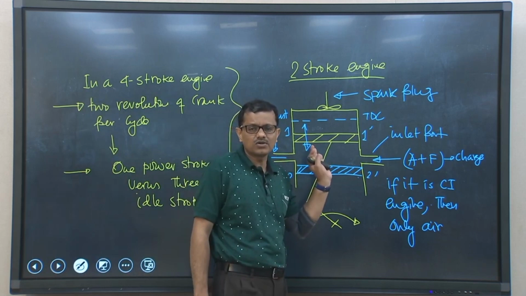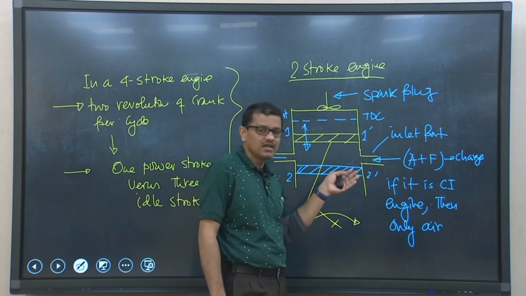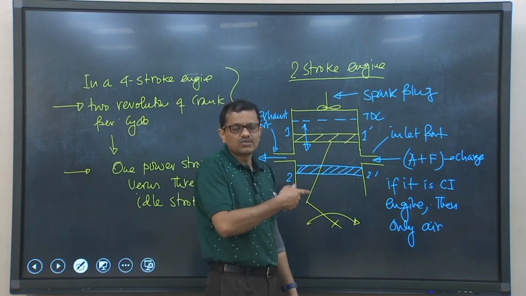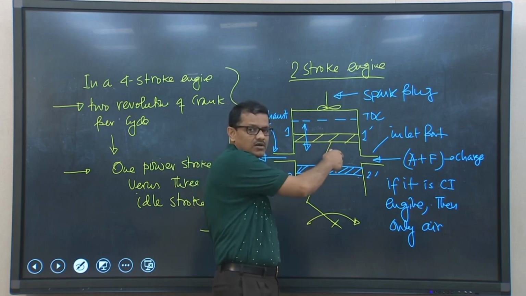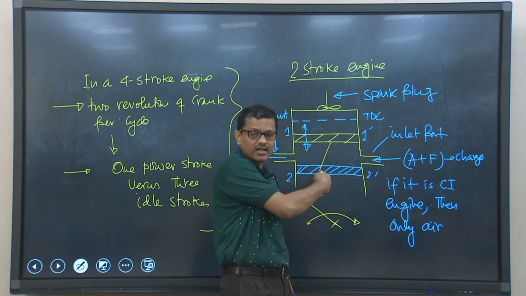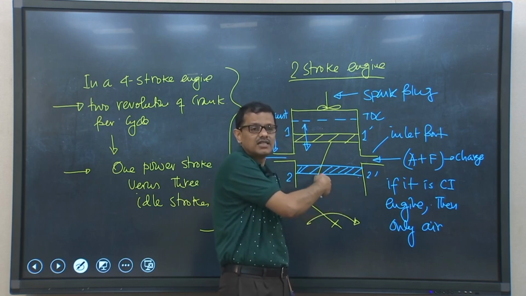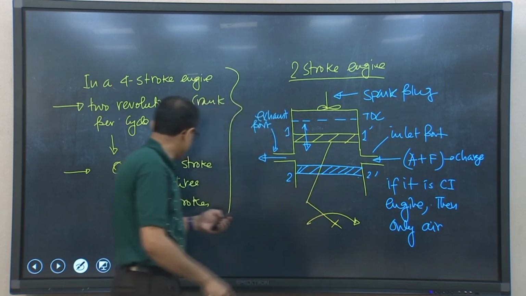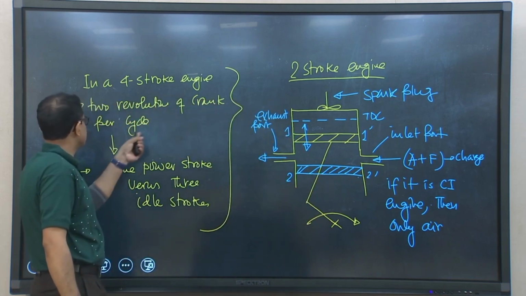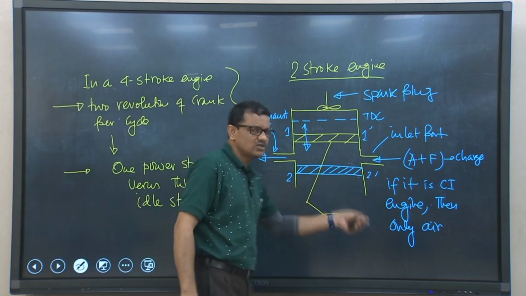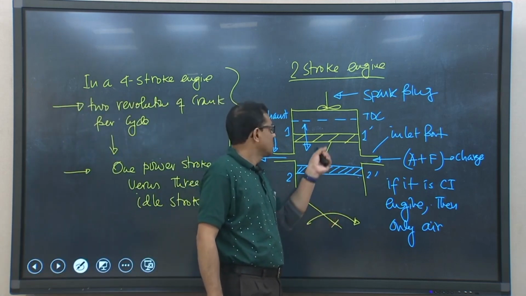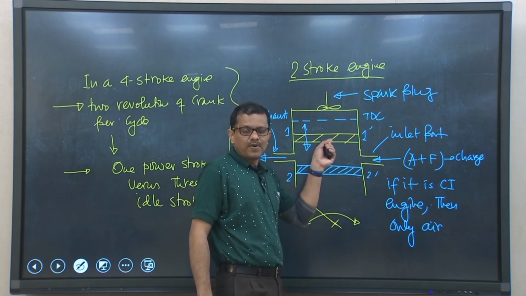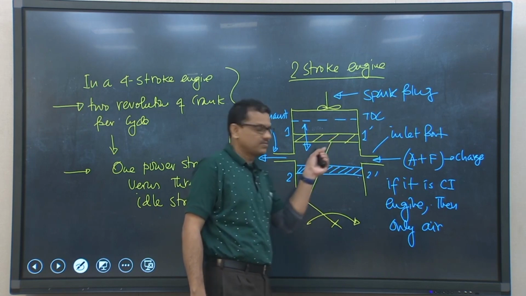So, instead of 4 different strokes we could identify 2 different strokes and the cycle will be completed. What we can understand is that there is only 1 revolution of the crankshaft in 1 cycle, whereas in the four-stroke engine there are 2 revolutions of the crank per cycle. So, per cycle there is 1 power stroke.